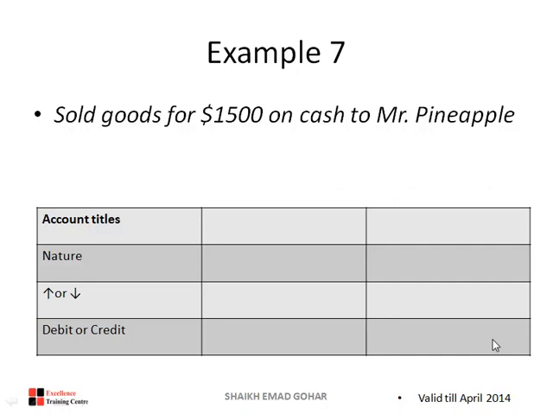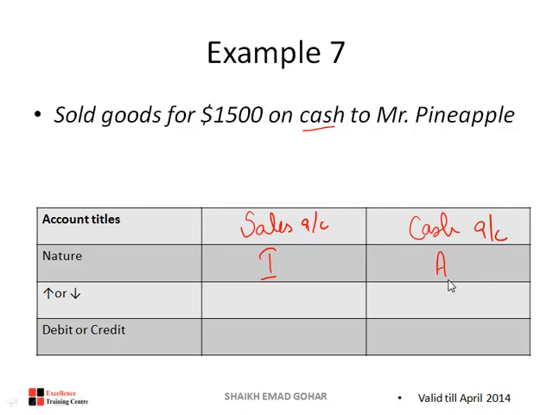Example number 7, sold goods for 1500 on cash to Mr. Pineapple. So sold goods for 1500 on cash. I purchased on cash, now I am selling on cash. So always remember, when you are selling the goods, you have to use a name, it is called sales. Because when I purchased goods, I called it purchases. Now I am selling the goods, I will call it sales. So one is sales and I am selling on, so cash. Nature, sales is my income or revenue, you can say income.